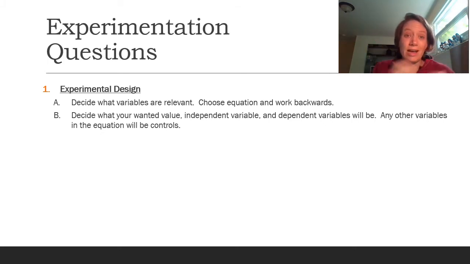If you have more variables relevant in your equation, you've got to make sure that you call them controls, which means that you hold those variable values constant so you're not changing a bunch of things all at once.